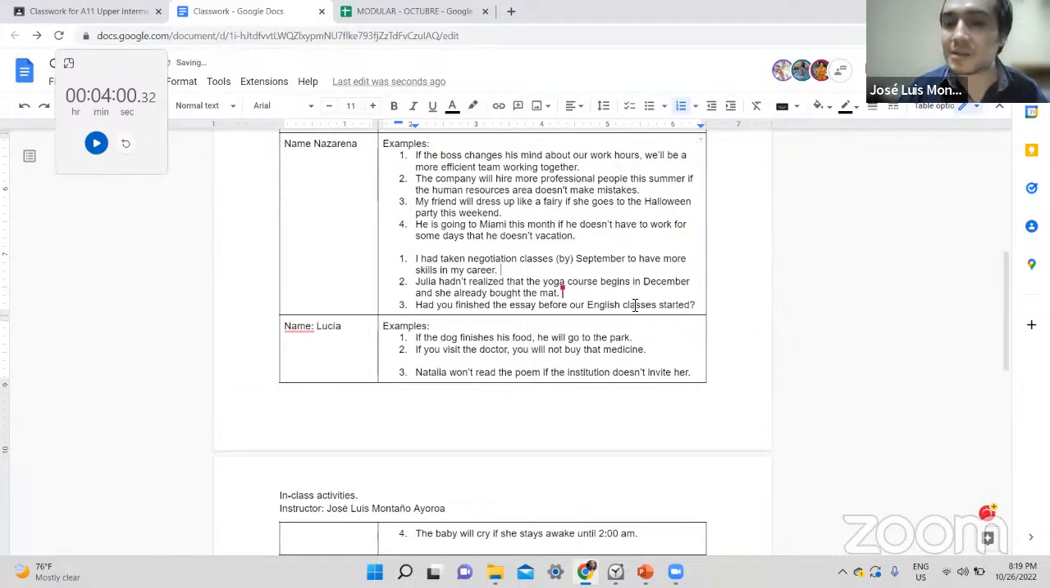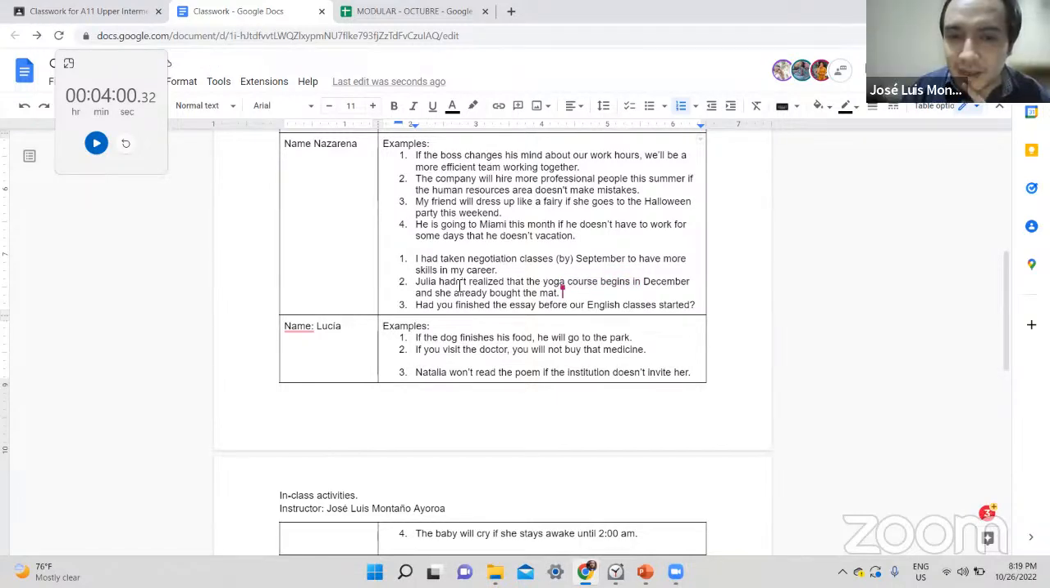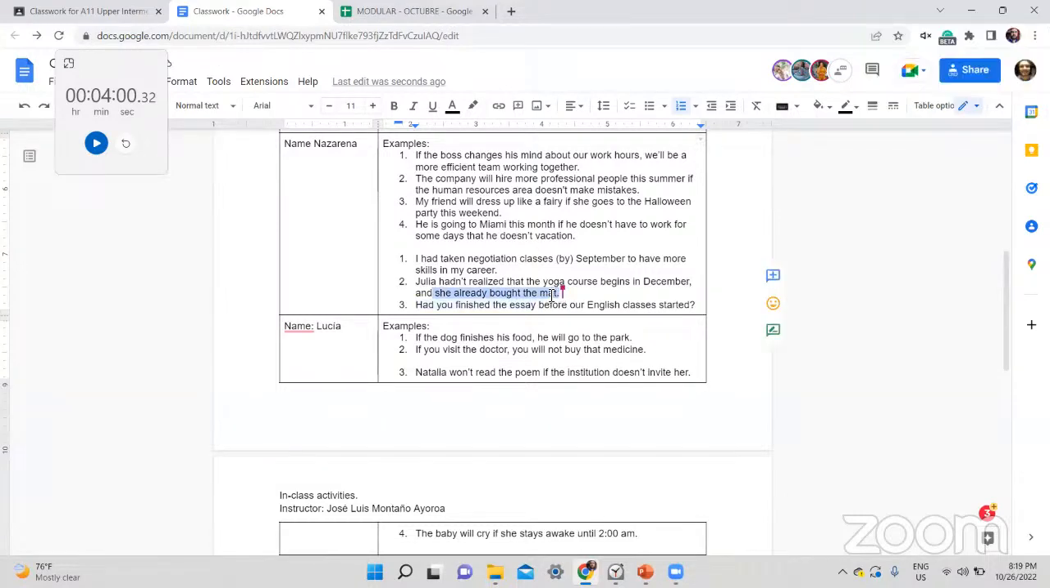And this is about past, okay? Past, past, past. And here, I think it's good. This is the last one. It says, "Julia hadn't realized that the yoga course begins in December and she already bought the mat." This is good because you have another event in the past. You're only using "and," but interestingly, this is connecting the ideas in a good way. And this is correct because you have another event in the past and this person did something. That's the only thing, Nazarena.